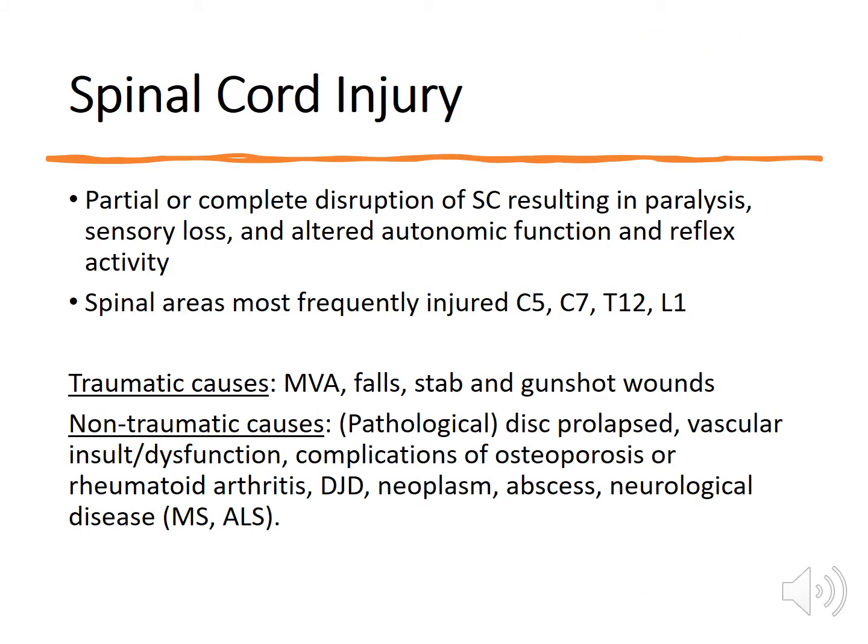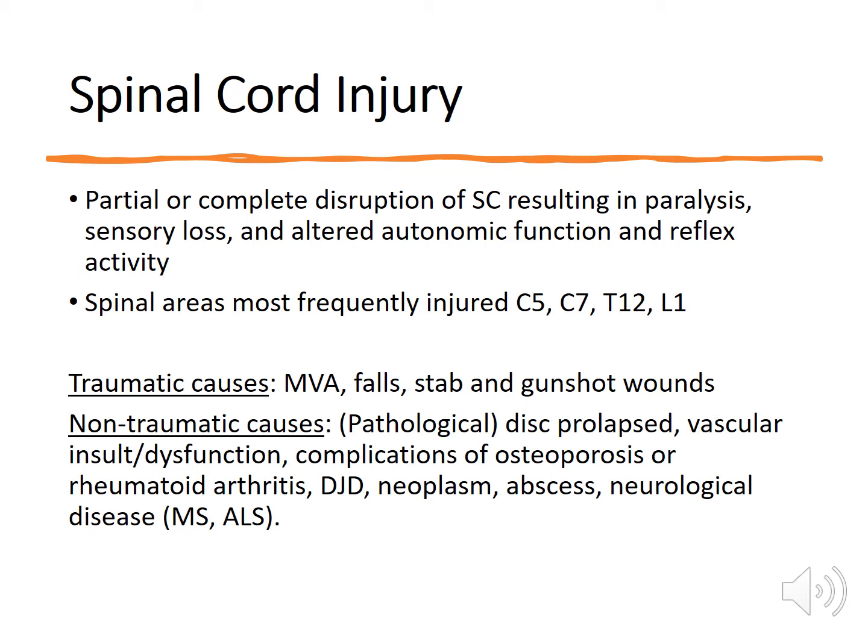Alright, so spinal cord injury is defined as a partial or complete disruption of the spinal cord, which results in paralysis, sensation loss, altered autonomic function, and reflex activity. The spinal areas that are most frequently injured are C5, C7, T12, and L1. And spinal cord injury has two causes.